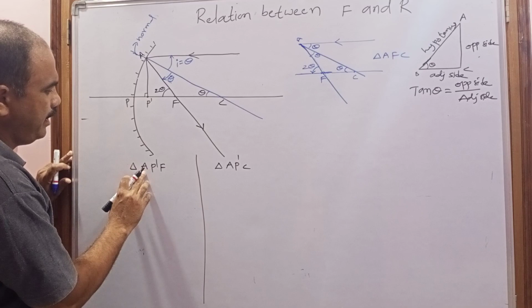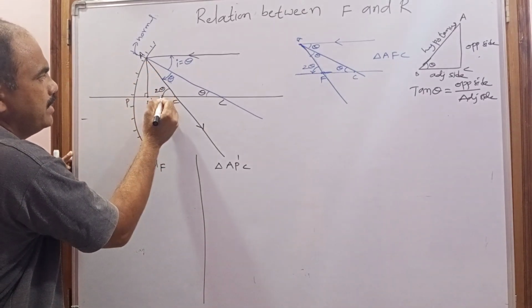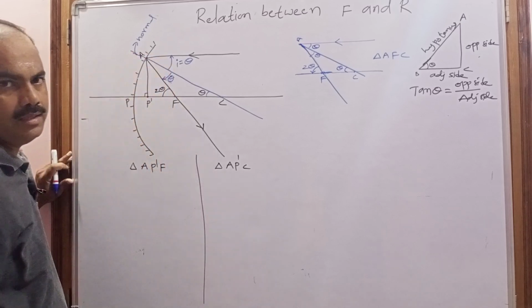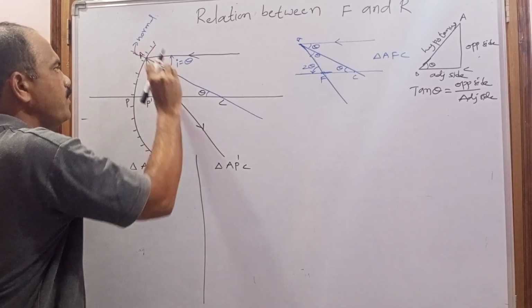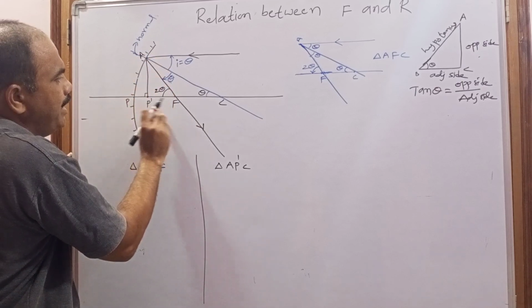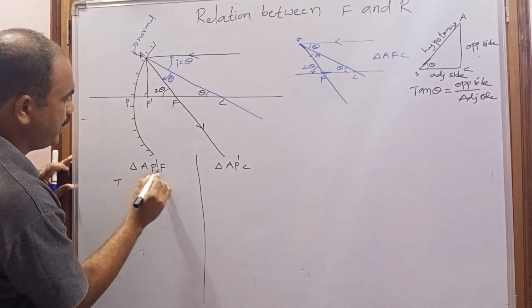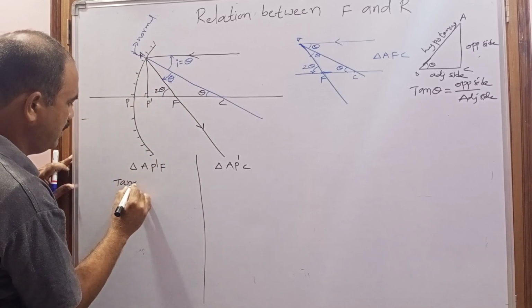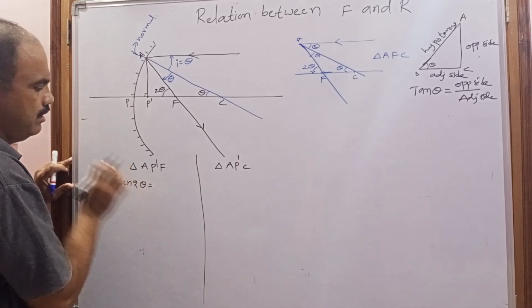Now I am taking the same tan theta here. In triangle AP'F, there is a theta. For this theta, the opposite side is AP' and the adjacent side is P'F, and AF is the hypotenuse. This is the smallest right angle triangle in this figure. That's why in that figure I am taking tan 2 theta.